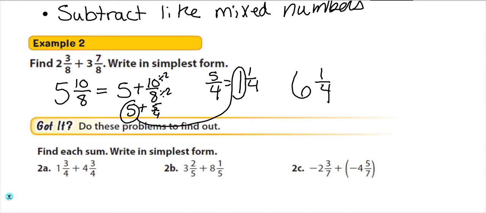Now I showed you how it all works. Eventually you'll just get the hang of it and be able to just go, okay, this is this and this is this. Eventually you'll look at this and say 5 and 10/8. Okay, I know that that's going to go in 1 and 2/8 times, so that means I actually have 6, and then 2/8 actually means 1/4, and that's what I have.